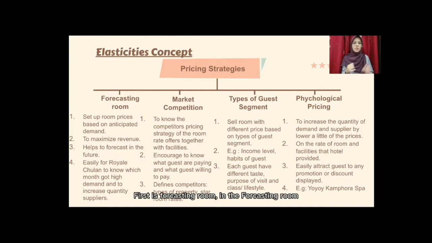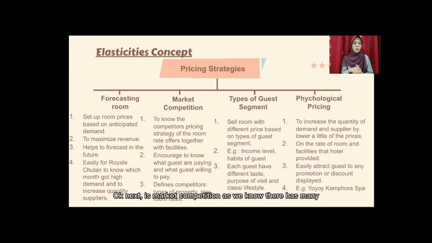First is the forecast system. In forecasting room rates, Royal Chulan Hotel will set the room price based on the anticipated demand. This can maximize the revenue when the hotel has high demand. It will lead to a higher room rate. Also, it will help the hotel forecast future room prices based on demand. It's easy for the hotel to know which month has high or low demand and when to increase the quantity supplied. A group customer strategy relies on accurate records of bookings.